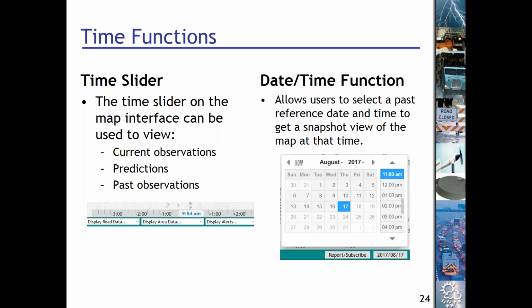Okay. So also regarding the date and time function, this allows users to select a past reference date and time to get a snapshot view of the map at that time. And again, it is the outputs of the model, the computations in the past. So it wouldn't necessarily be an actual number or representation based on a real look into the past, but it's really the output of the model that it had at the time that you're looking into the past.